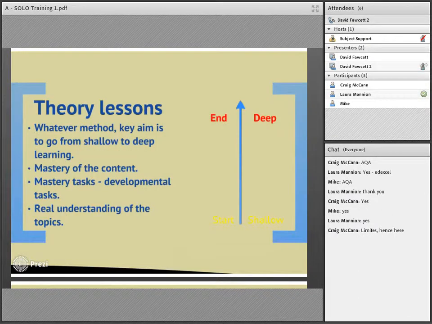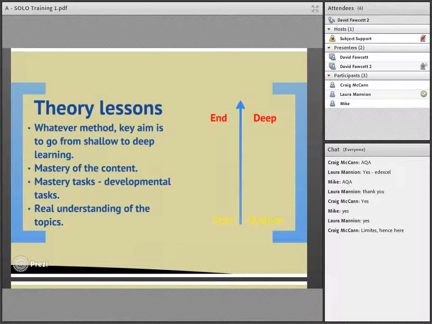Whatever lesson we're trying to design, whether it is using SOLO taxonomy or not, or based on whatever principles our school is asking us to work to, the idea is that we're trying to get students to go from shallow to deep learning. This can take a single lesson, a series of lessons, or even a unit before a student develops that deep understanding of a particular topic. With such an exam-based culture at the moment, we're trying to get students to have mastery of the content that we're teaching them.